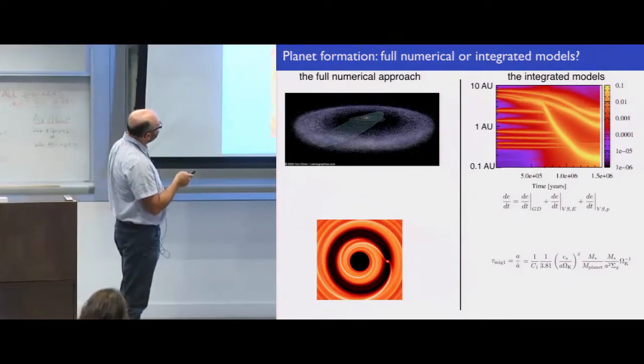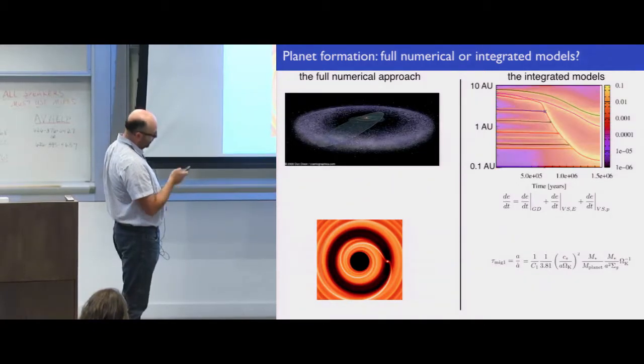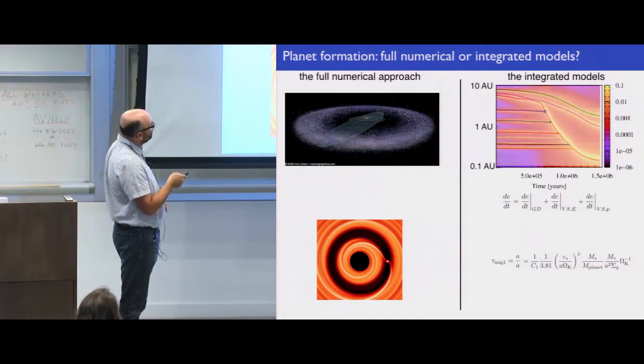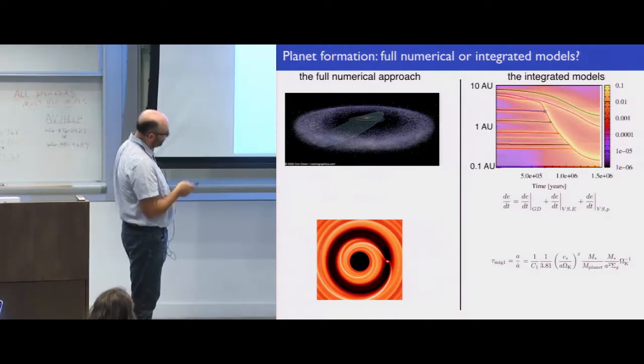And you see you have these very strange features, which are due to the fact that in this system you have 10 planets that form, and so these are the migration tracks of the planets. And where you have a planet that is in the disk, the planet will excite planetesimals, that's why you see these yellow features.